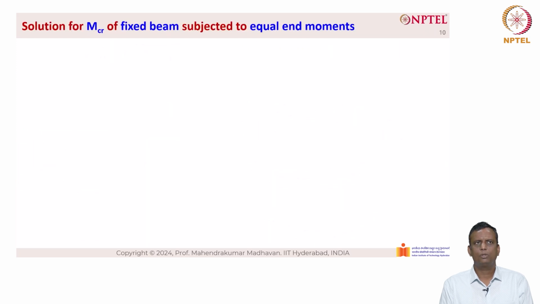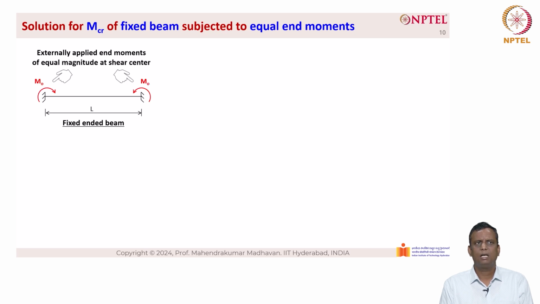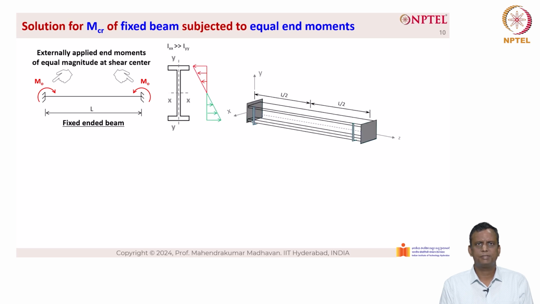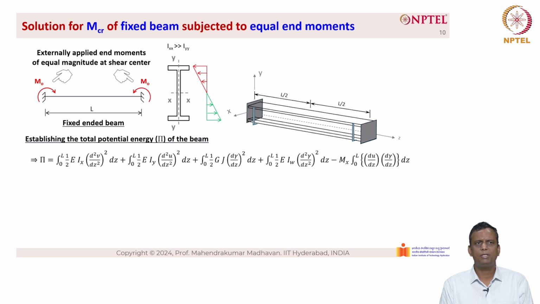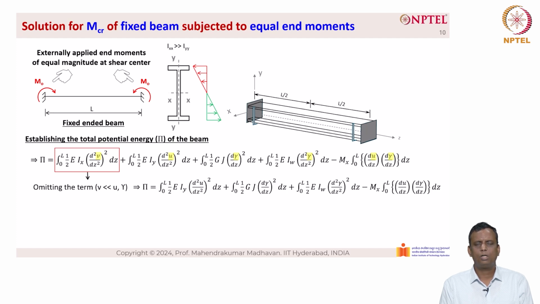Now let us find out the solution for MCR of a fixed beam subjected to equal end moments. So this is a fixed ended beam with length L, and you have moments M0 and M0 acting in this direction. So equally applied end moments of equal magnitude at the shear center are going to produce a smiley curve or a single curvature. And this is the loading condition here. It is applied to an I section where the IXX is very much greater than IYY. Establishing the potential energy, pi of the beam is given here. As usual, we omit the term V, which is very much less than U and gamma. So the total potential energy of the beam is as given in the slide here.